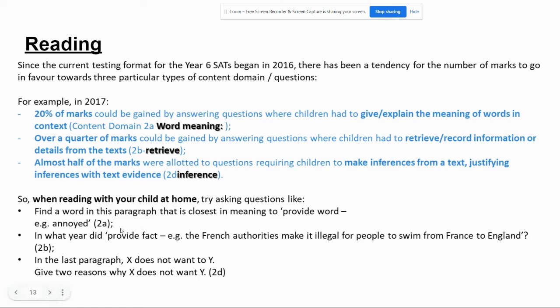And then the inference questions would be: in the last paragraph, at X, so X character does not want to do Y, give 2 reasons why X does not want to do Y. And they'd have to go into the text and find those reasons. Inference questions are all about giving reasons and saying why using the evidence from the text.